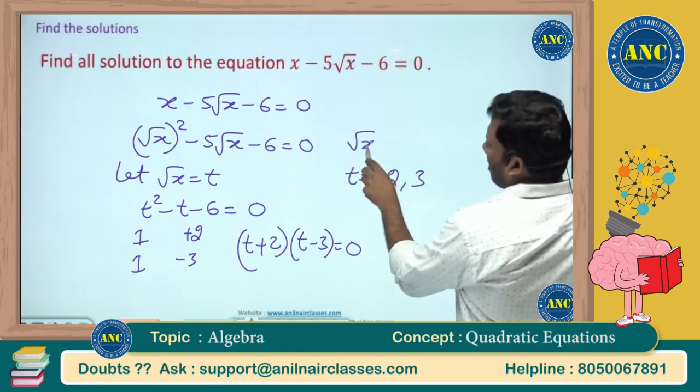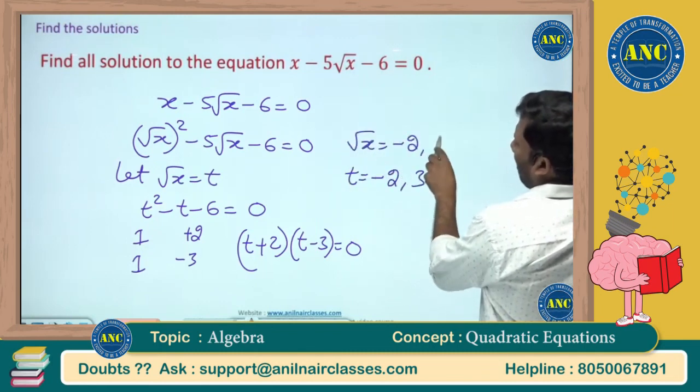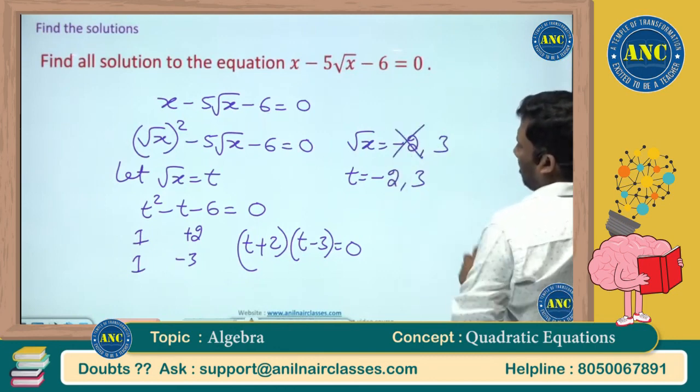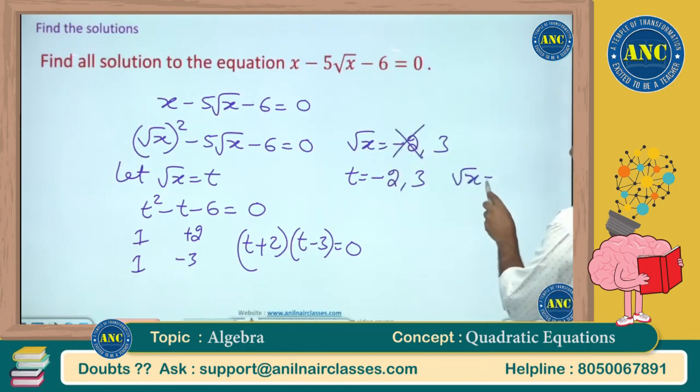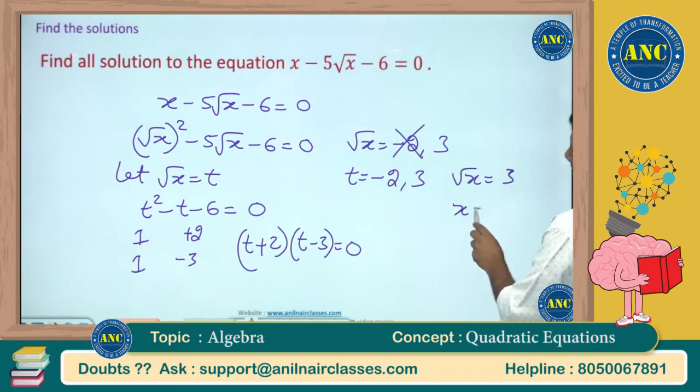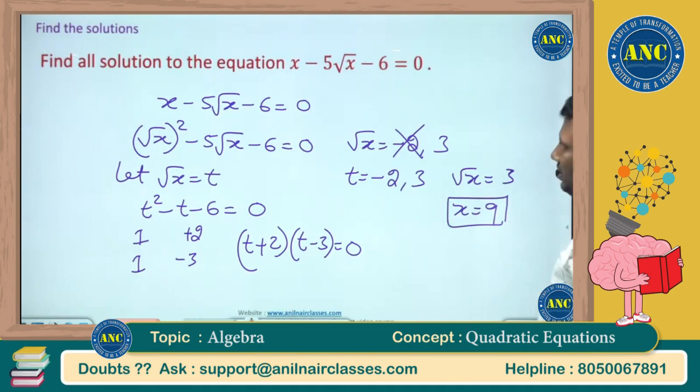T is root x. Root x will always give a positive value. So it is not possible. Root x equivalent to 3. That means x value it is 9. X value it is 9. I hope the idea it is clear.